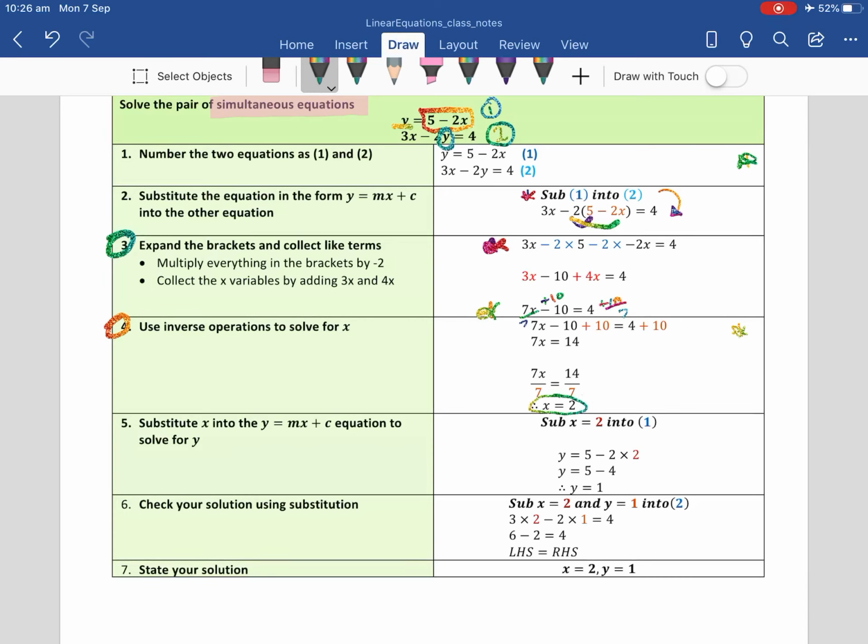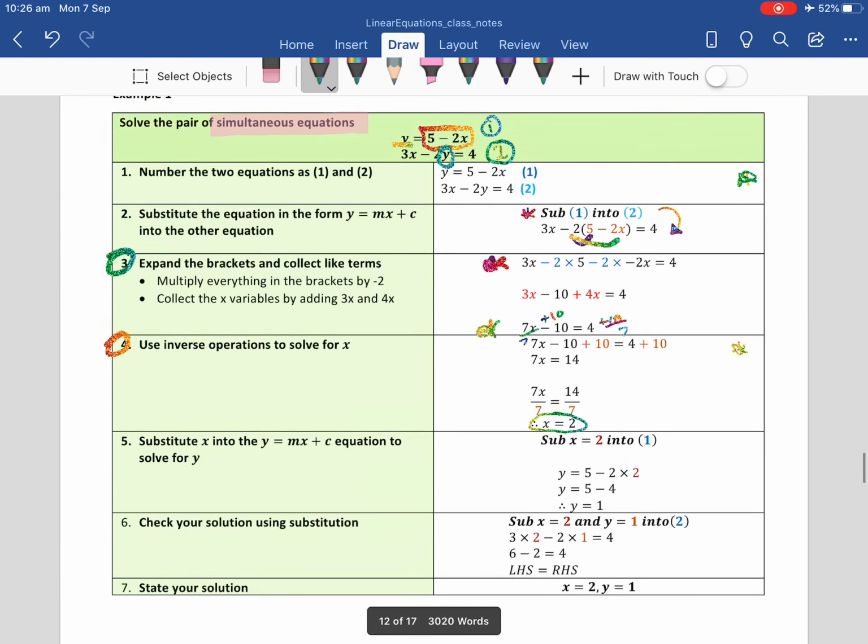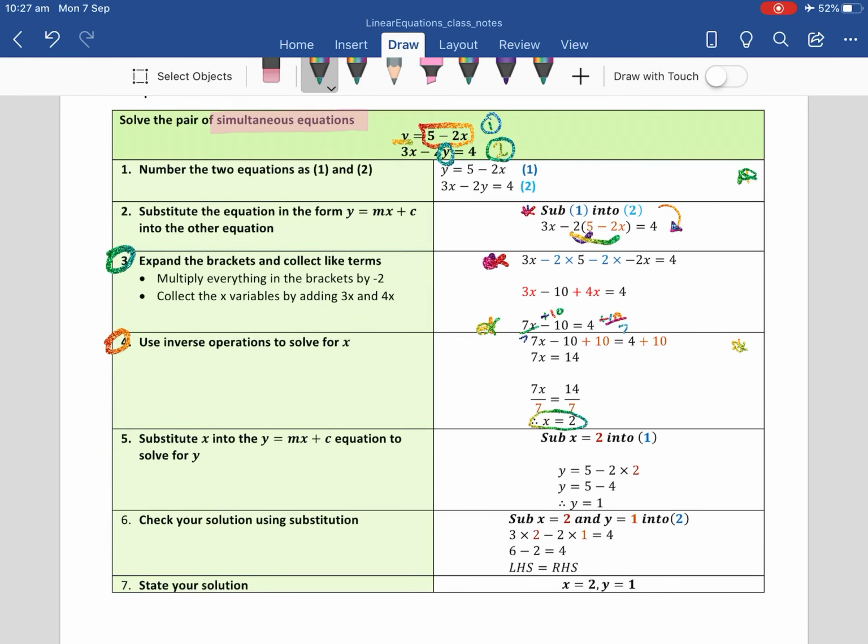The reason we've done that is that now that we know one of the variables, we can substitute that into either of the equations. The first one was probably the easiest in this one. So that's why it says here, sub x equals 2 into equation 1. Equation 1 was y equals 5 minus 2x, so instead of the x, you put the 2, which is this step. Then you solve it. Negative 2 times 2 is negative 4. 5 minus 4 is 1. So y equals 1.